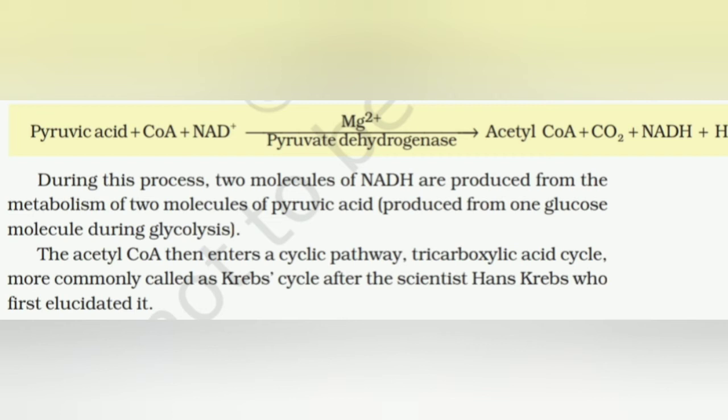During the process, 2 molecules of NADH are produced from the metabolism of 2 molecules of pyruvic acid produced from 1 molecule of glucose. Hence, we are counting it twice. The acetyl coenzyme A then enters a cyclic pathway known as tricarboxylic acid cycle, more commonly called Krebs cycle because it is named after the scientist Hans Krebs who first elucidated it. Elucidate means to find out.